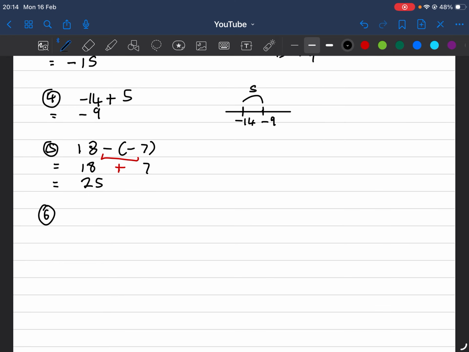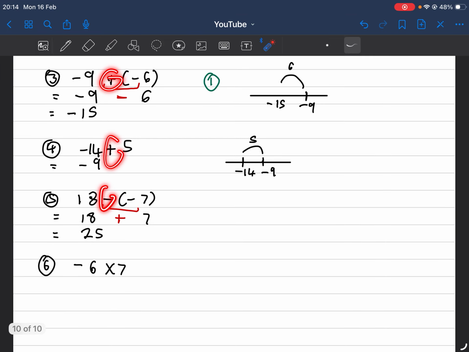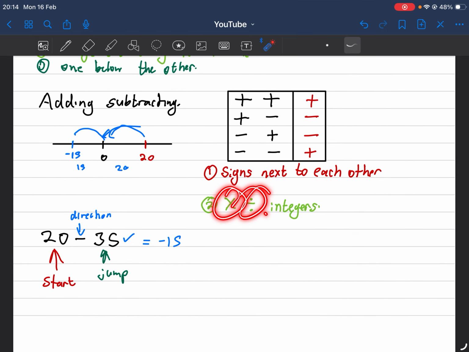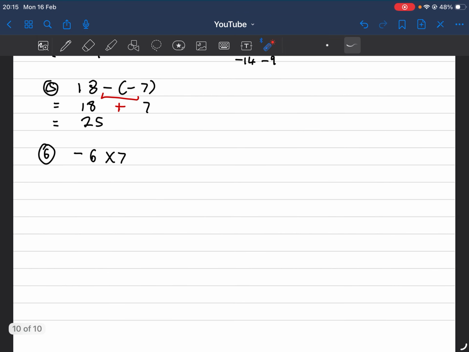Right, now let's go into a little bit more. So number 6, negative 6 times 7. Now you notice that we don't have pluses or minuses in the middle. Now we've got a multiplication. So when you're multiplying and dividing integers, we have to use this table more consistently. Let's see what that means. That means equals. Now we need to first identify the sign on both of these integers. The negative 6, well, that's negative, and your 7 has an invisible positive.